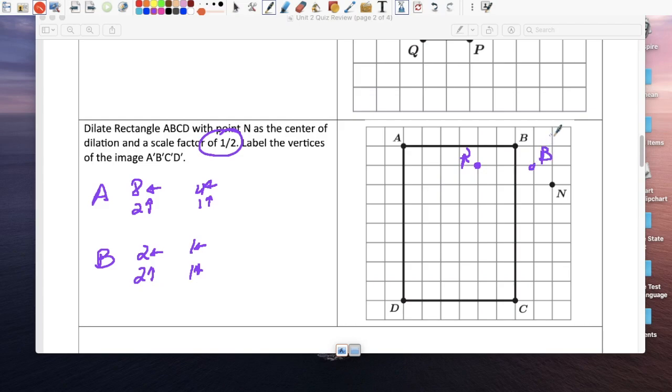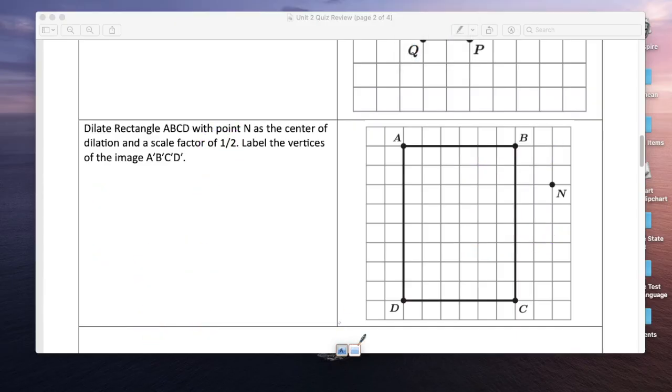There's B prime. To go to D, I know it's 8 left, and then 1, 2, 3, 4, 5, 6. So 8 left and 6 down. Cut that in half. 4 left, 3 down. 1, 2, 3, 4, and then 1, 2, 3. So here's point D prime. And obviously, we can just kind of cheat and see that point C prime is over here. Okay, so this is the dilation of a half with N as the center of dilation.